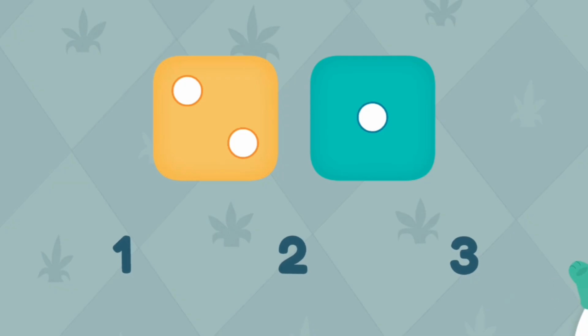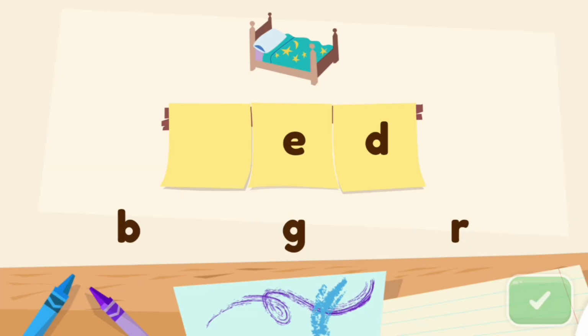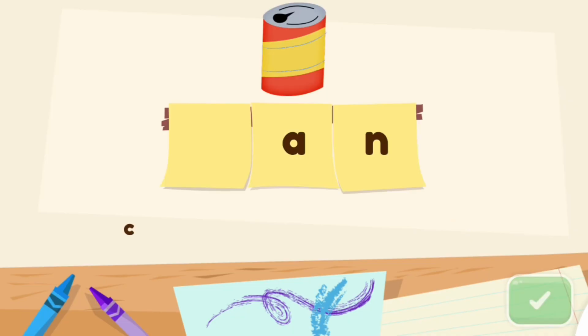How many dots are on both dice all together? 2. Oops! 3. Cool beans! You counted 3 all together. Let's play some more. Word, bed. B. Good thinking. You spelled B-E-D. That's the word bed. Spell the word can.